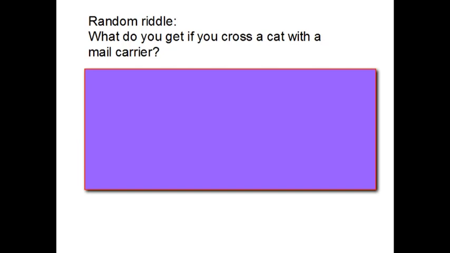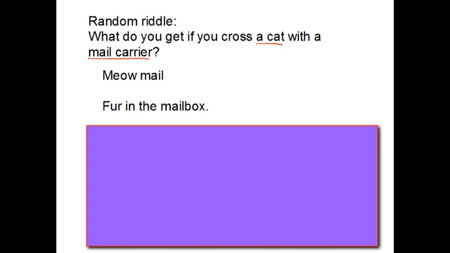First up, I want to look at this example that I had from a game when I was playing with some adult friends of mine. The riddle that came up was, what do you get if you cross a cat with a mail carrier? Now when I was playing with my friends, these two answers came up. These were not the best answers. I don't think either one of these got many votes, but notice that some connections were going on.